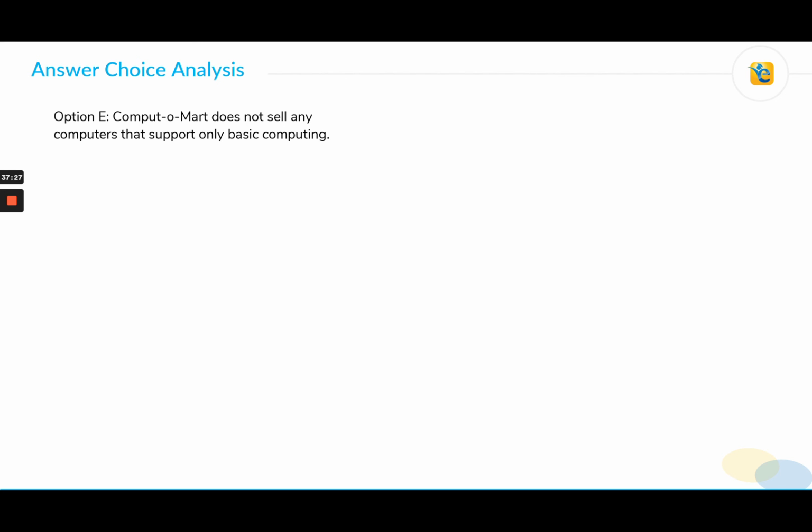And option E is one of our pre-thought ideas. It says Comput-o-mart does not sell any computers that sell only basic computing. Why does this work? This is exactly what we discussed, right? So the assumption that is being made fundamentally is that, hey, it's not just the complicated models, not just the advanced computing models that are being sold, it's also the basic computing models. But if Comput-o-mart does not sell basic models, it only sells the super expensive high level computing models which are out of reach, which are not necessary for most of the customers, then the entire logic fails.